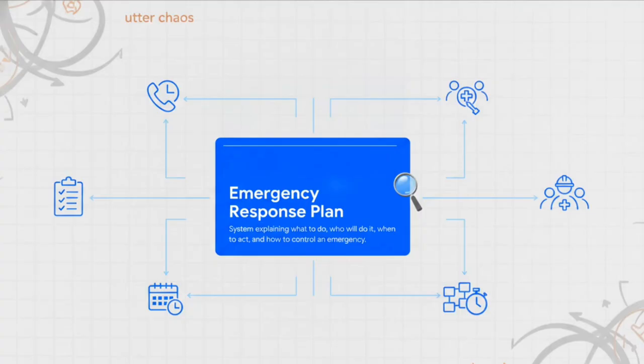Let's start with a totally blank slate here and define what an ERP actually is. What's really interesting is the emphasis on the word system. An ERP isn't just a list of phone numbers taped to a break room fridge. It's a documented system that brings order to utter chaos by firmly establishing the what, who, when, and how. It literally removes the guesswork when every single second counts.